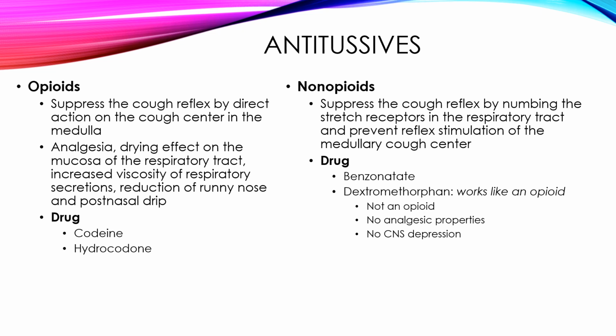But dextromethorphan is prescribed because it works like an opioid. Okay, it's not an opioid, so you don't have the central nervous system depression and all the other things that opioids do to us, respiratory depression, all of that. It doesn't have analgesic properties, meaning it's not helpful with pain like opioids are, because opioids fall under a couple of categories, right? But it does work like that, so it's a pretty strong antitussive.